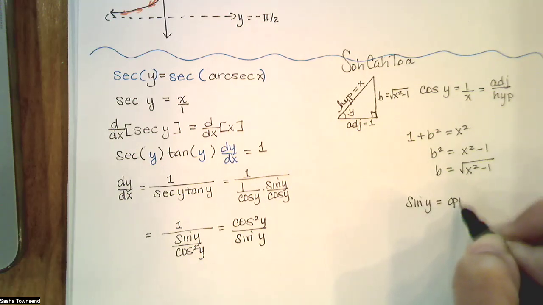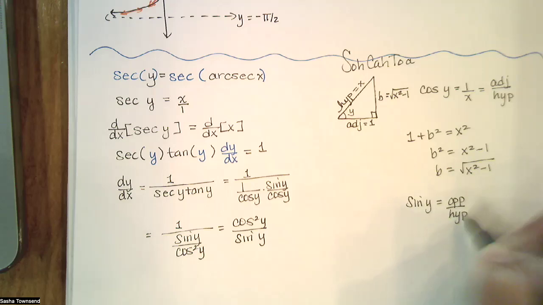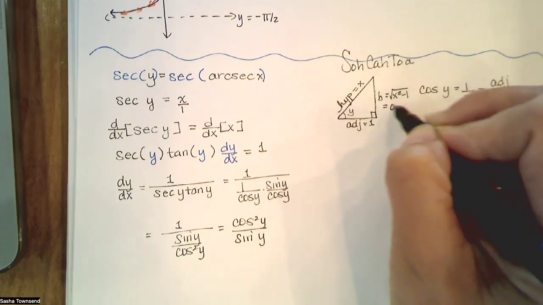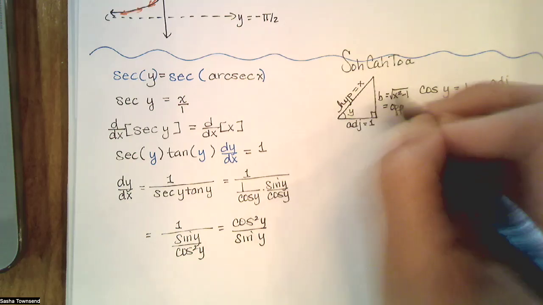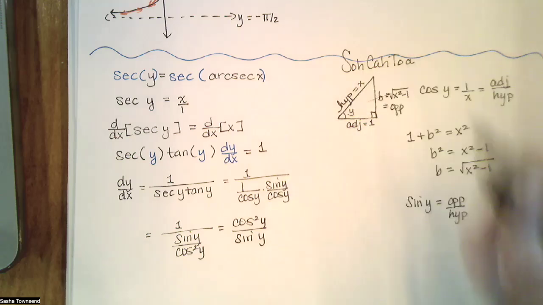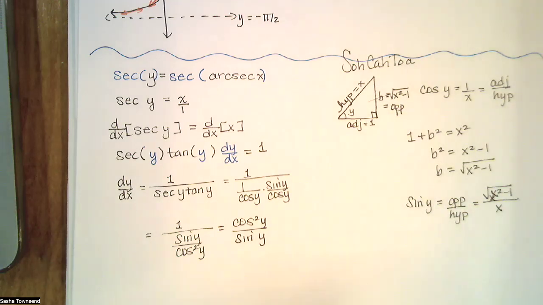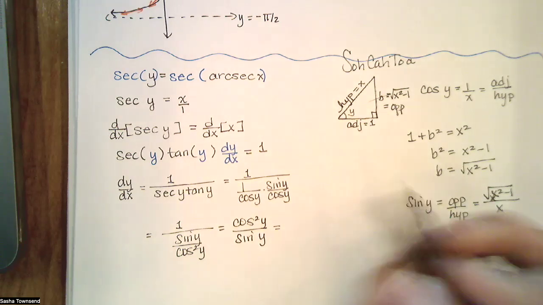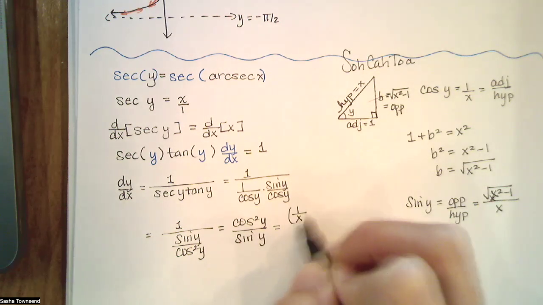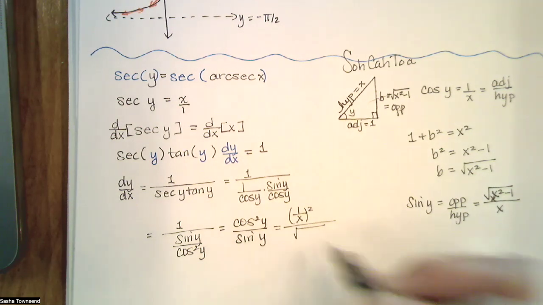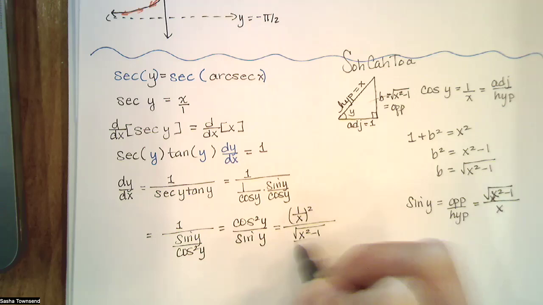And then sine of y is opposite over hypotenuse, which is this square root. That's our opposite side, the side opposite y in the triangle, over the hypotenuse, which is x. Oops, the opposite side is that square root of x squared minus 1. So we end up with cosine squared, which is 1 over x quantity squared, all divided by sine of y, which is the square root of x squared minus 1 divided by x.